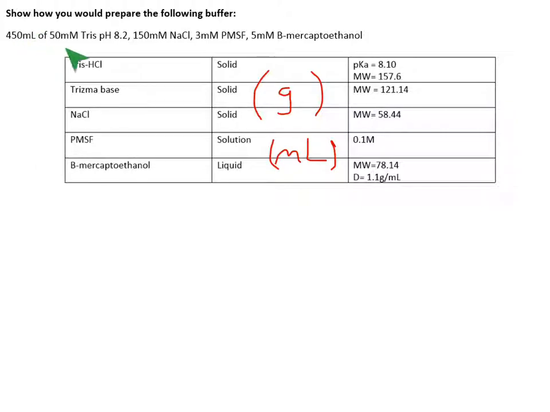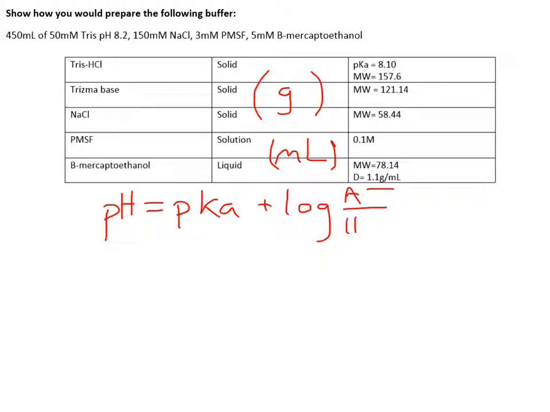We want to make 450 mils of 50 millimolar Tris pH 8.2. And anytime you see something like that where you see a pH and then it's a buffer, you know it's a buffer because it has a pH explicitly given, and it has a buffering capacity given the concentration of the buffer. We need to start solving the Henderson-Hasselbalch equation like we did in the last video. And so what we can start out with, of course, is our lovely equation. Henderson-Hasselbalch is pH equals pKa plus the log of A over HA.